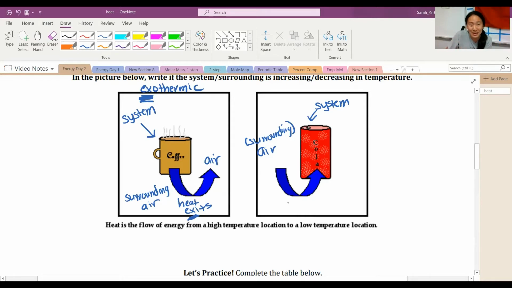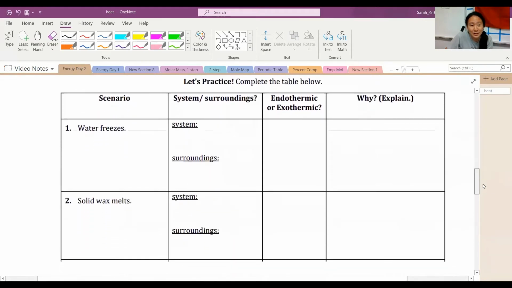So the heat is then going to enter, right, into the soda. So the surrounding air has the heat go into the system. So the system is now gaining heat, right? That's why the soda will eventually warm up. So this is an endothermic reaction because heat is entering the system, and the system is the actual Coke can. Right? So a couple more examples that I can do here.